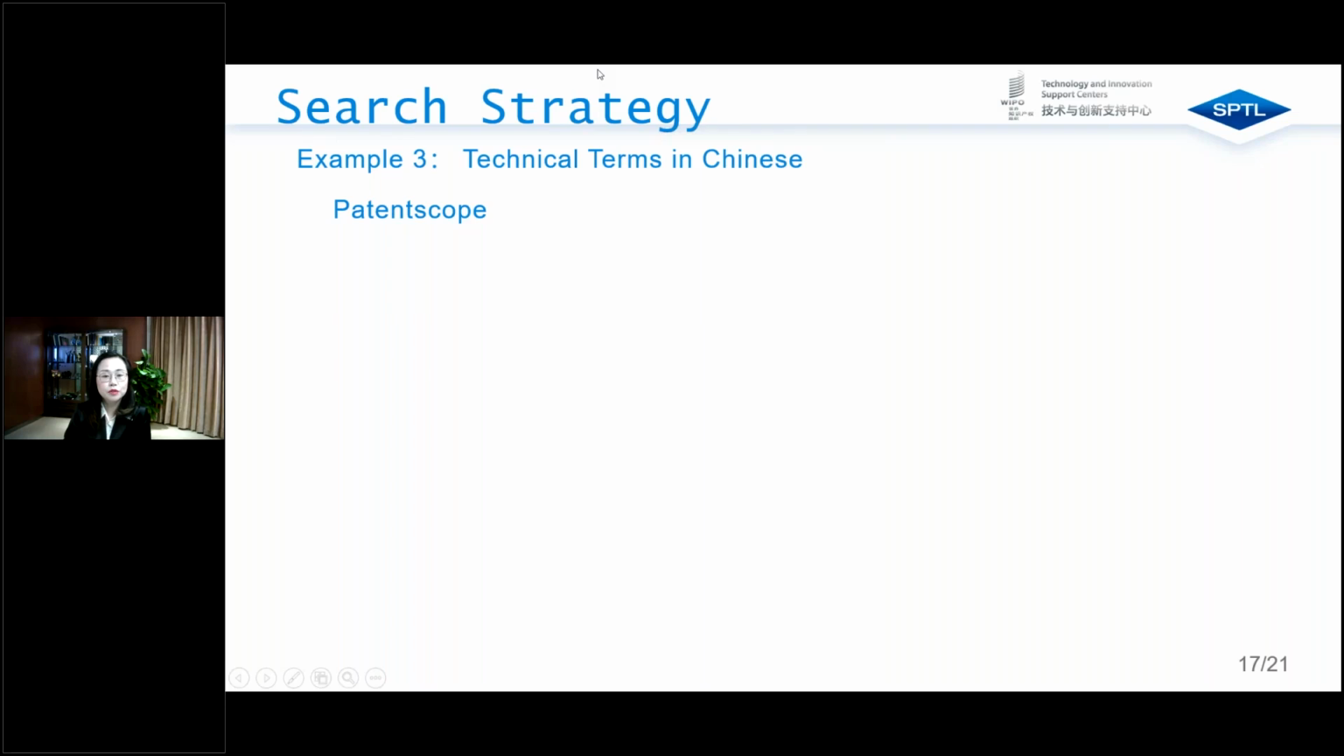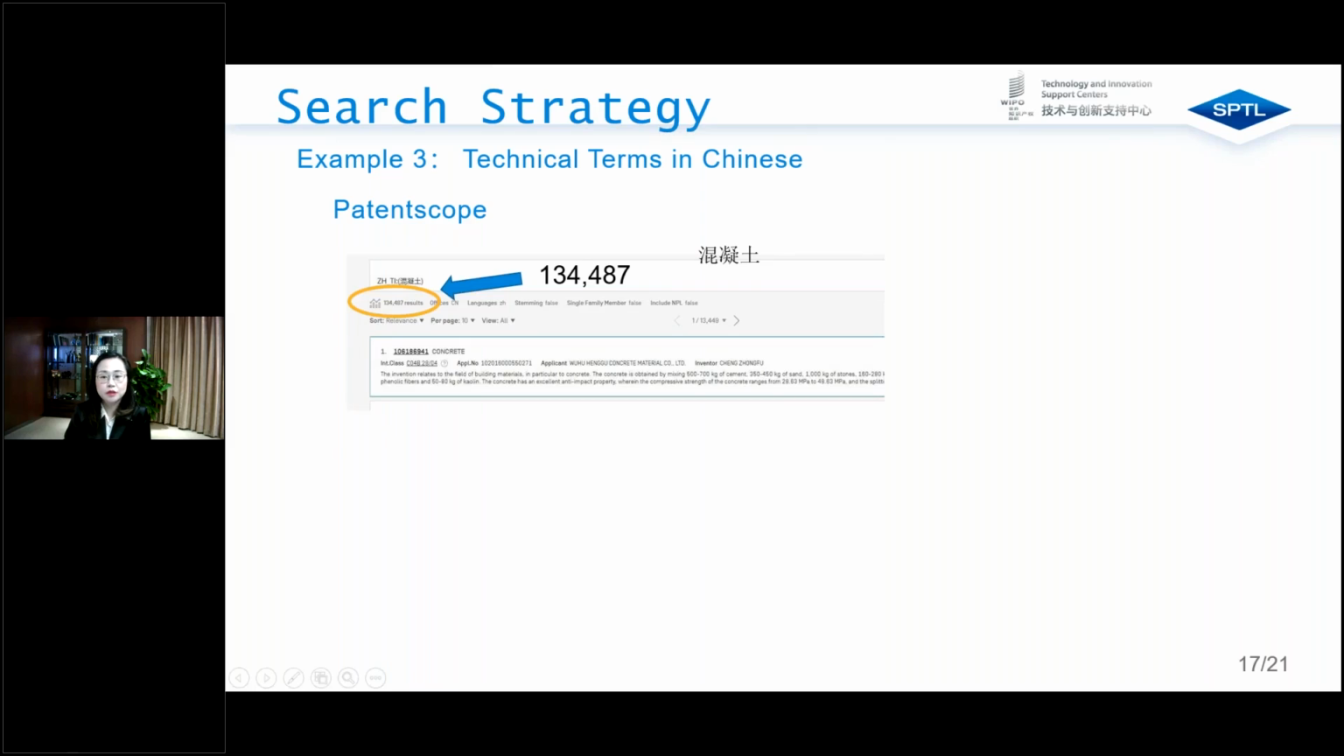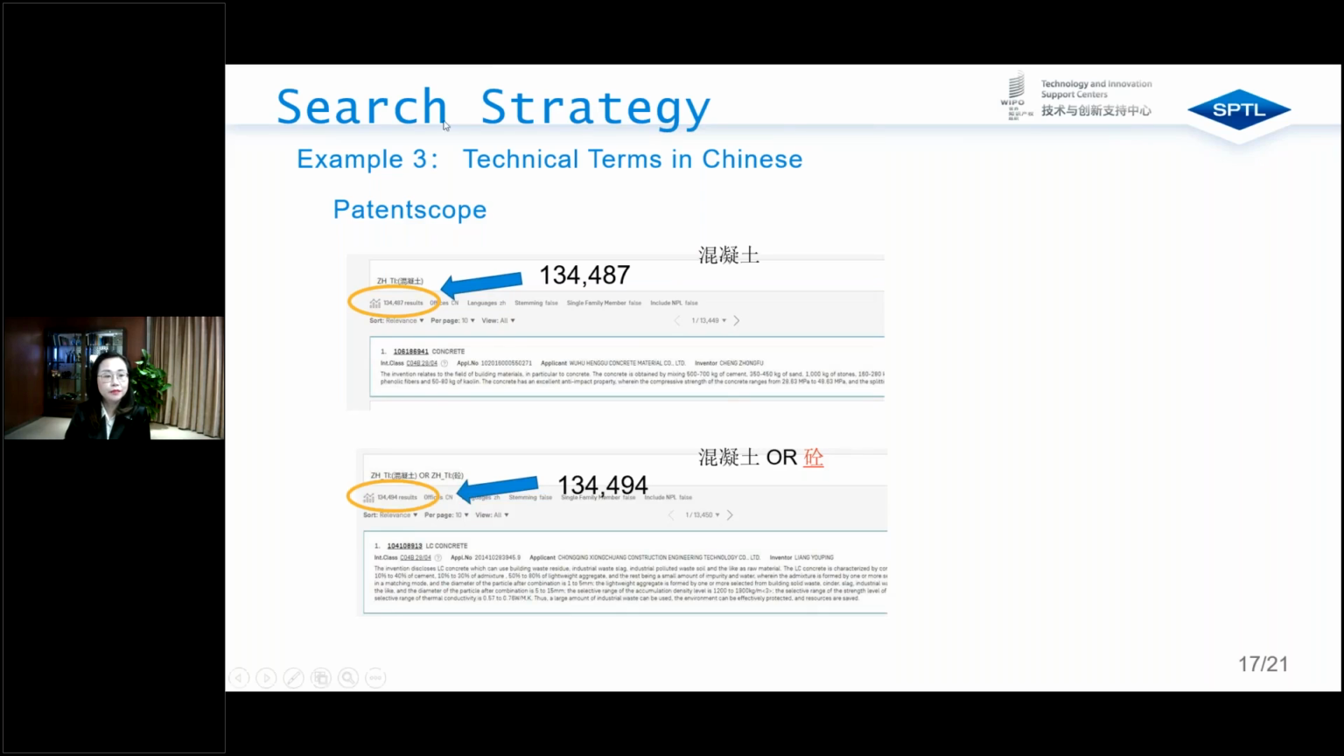Let us see what will happen when we use the 3 characters as the search term, and the 3 characters plus the technical term, in PatentScope. As you can see, only 7 documents are added in the result. It seems the difference is not so big.